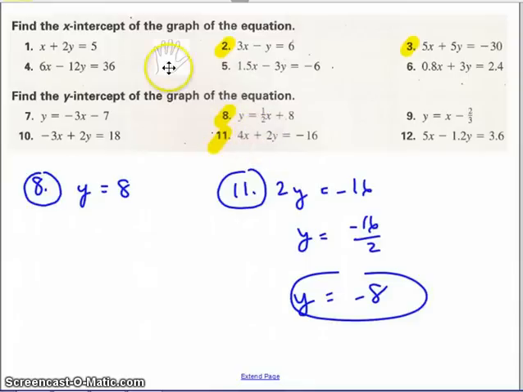Second batch here, 8 and 11. Notice that 8 and 11 are actually written in 2 different formats, and I'm going to talk a little about that over the next few days. Most of the equations I've shown you so far have been in what's called standard form. In standard form, the x and the y are together on one side, and the other side's just a number.